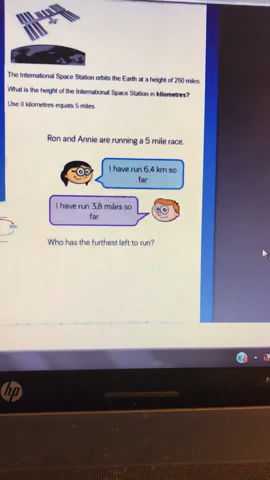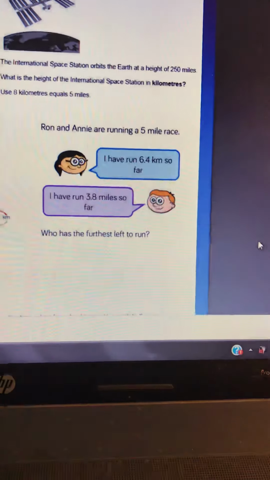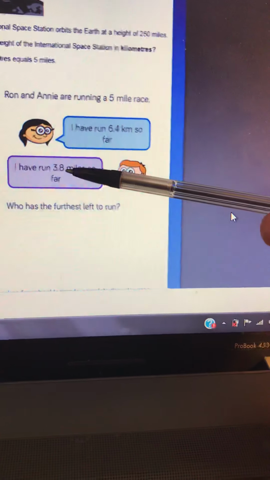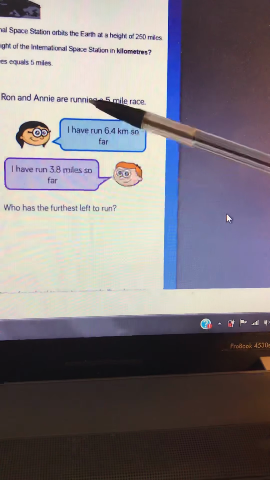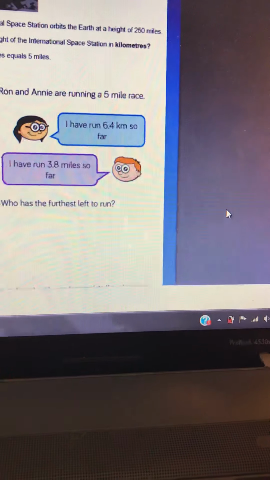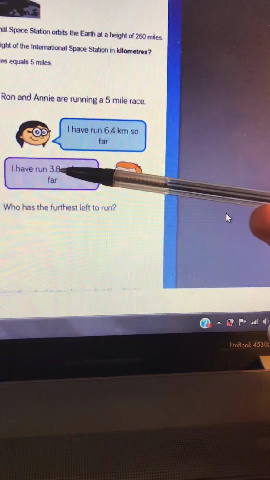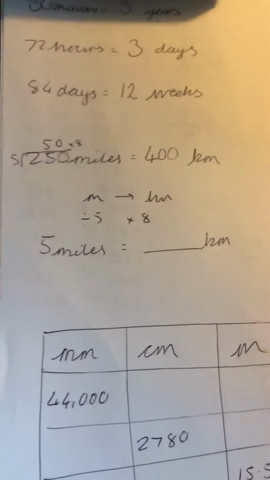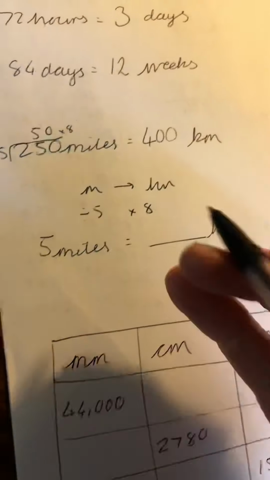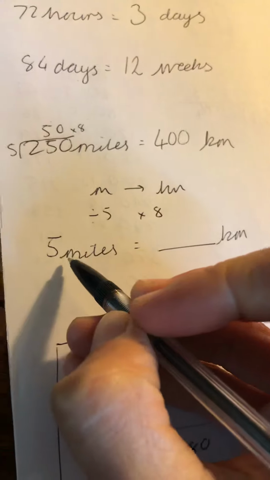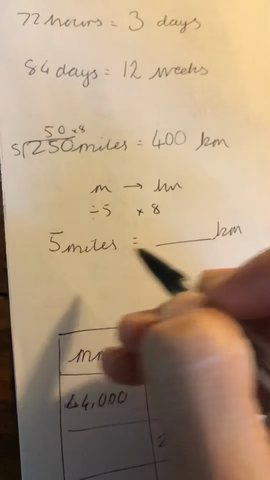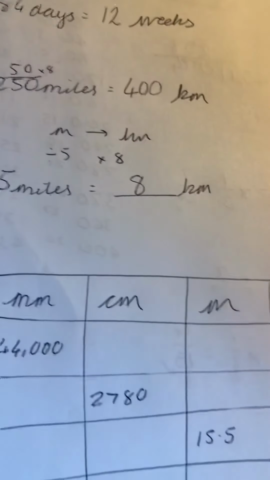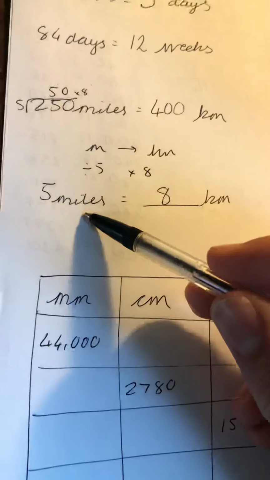So what I'm going to do is convert the miles into kilometres. Then I'll know how far Annie's still got to run. I'll convert 3.8, and then I could find the difference here and turn the answer into kilometres, or convert this to kilometres before then converting to miles. So let's have a look. 5 miles. I'm going from miles to kilometres, so I'm going to divide by 5. 5 divided by 5 is 1. 1 times 8 is 8. So now I know that they are racing 8 kilometres or 5 miles.